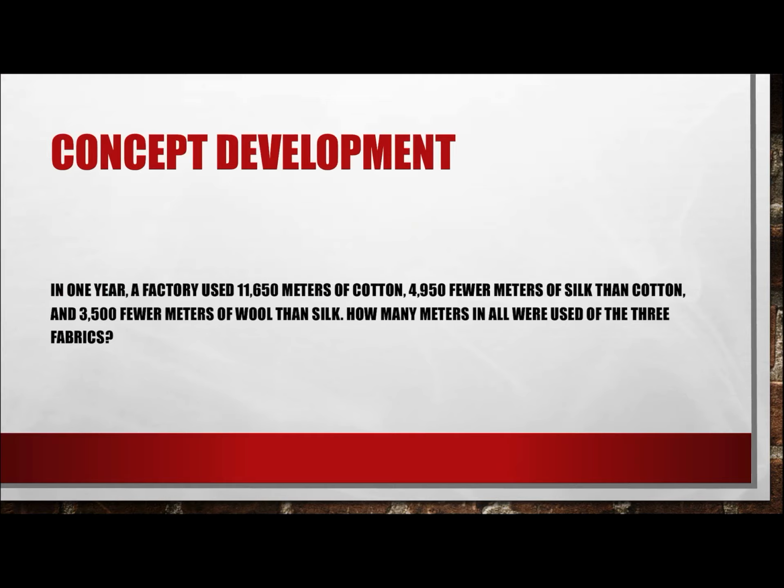Our first word problem reads, in 1 year, a factory used 11,650 meters of cotton, 4,950 fewer meters of silk than cotton, and 3,500 fewer meters of wool than silk. How many meters in all were used of the three fabrics?